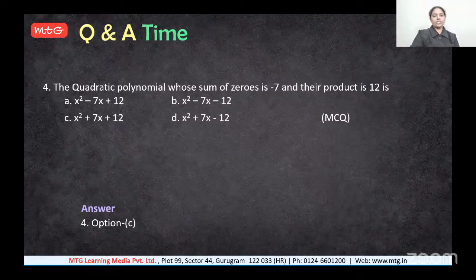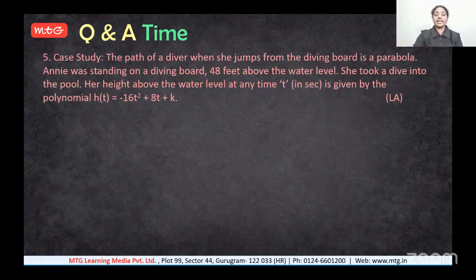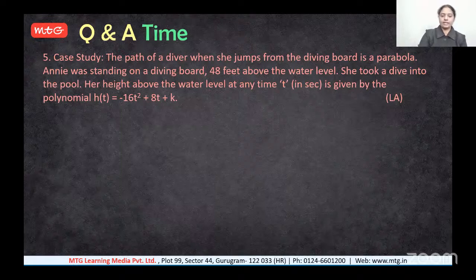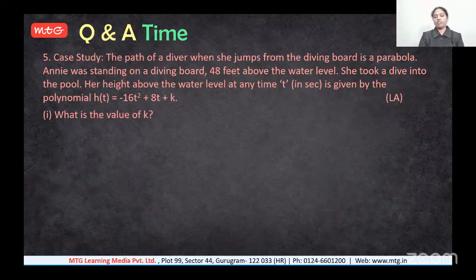Let's see one more question. So here is a case study type question. Read it carefully because, as I've said, this chapter has a lot of chances of getting case study questions in the topic of part 3, that is zeros relationships. Study it carefully and answer the question below. First and foremost, find the value of k. I think you have options. Yes, you have.